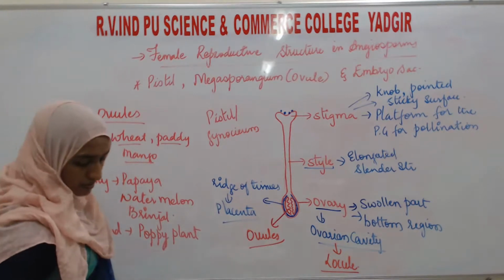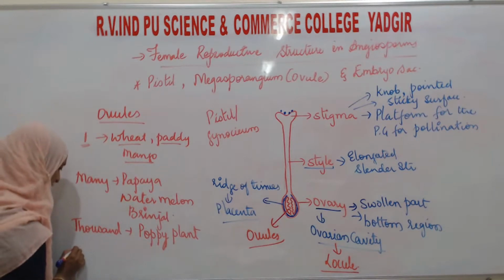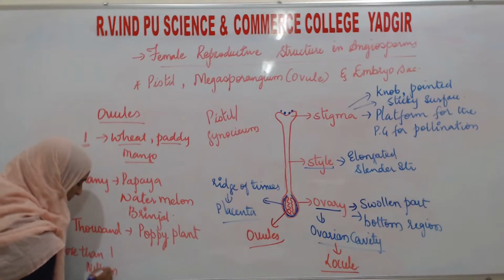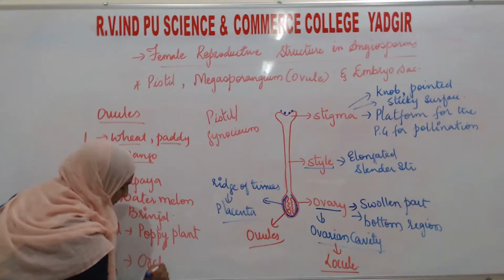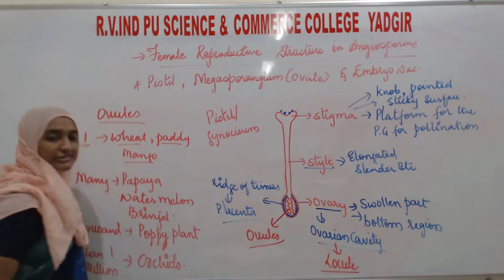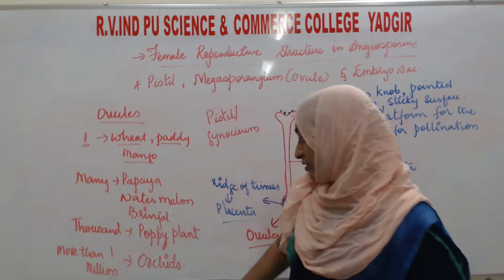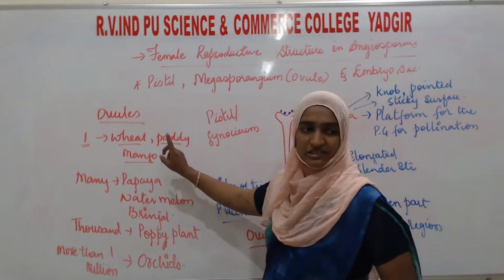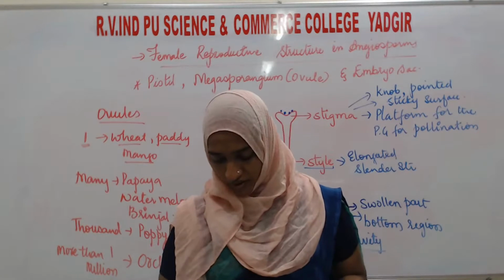And more than 1 million ovules are also there. In which plant? That is in the orchids. To recap: a thousand is in the poppy plant, many means papaya, watermelon, brinjal, and only 1 means wheat, paddy, and mango. So this is about the female reproductive part.